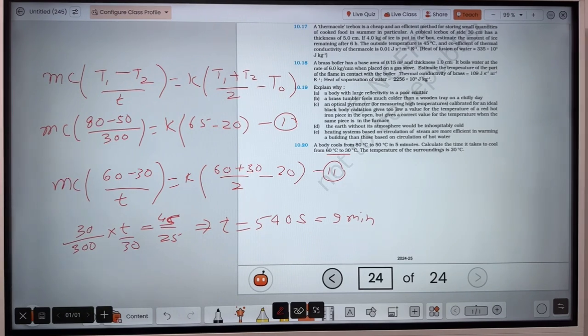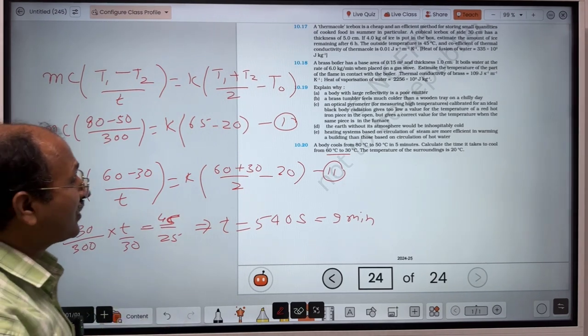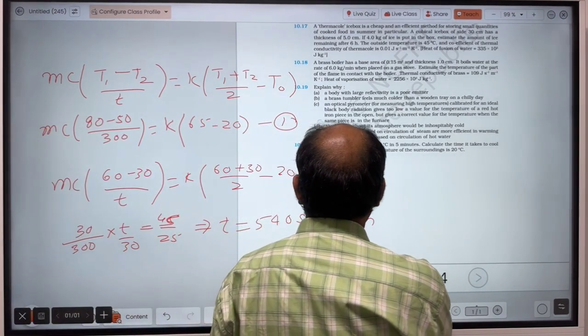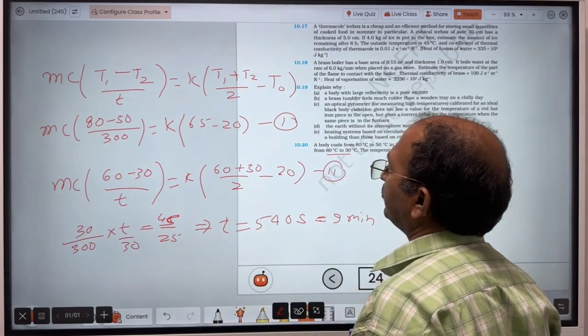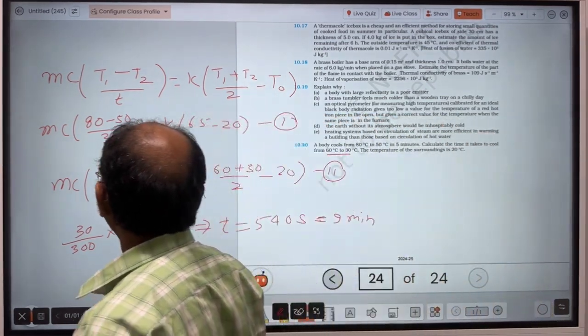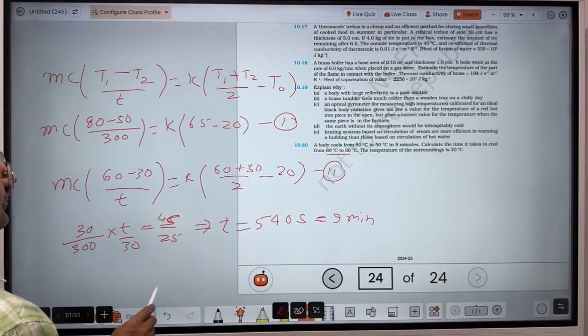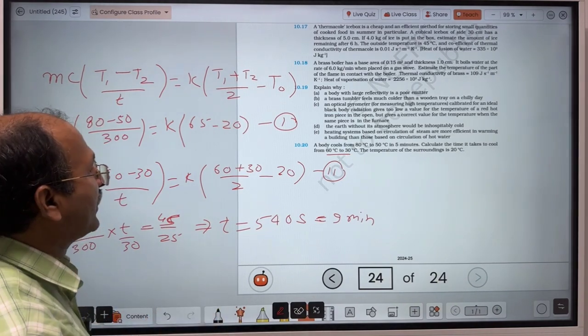I think you have understood, although I solved some questions with speed, but I think you are intelligent enough to understand the steps. And this is how the lesson is over.